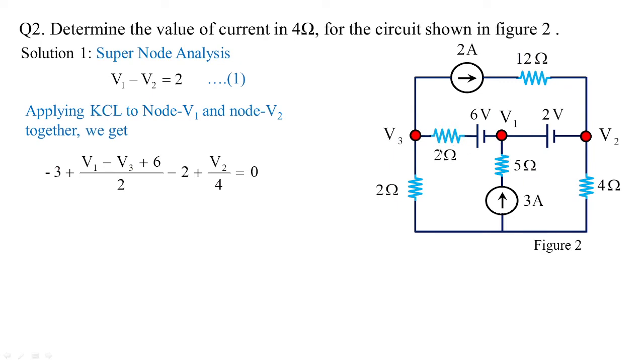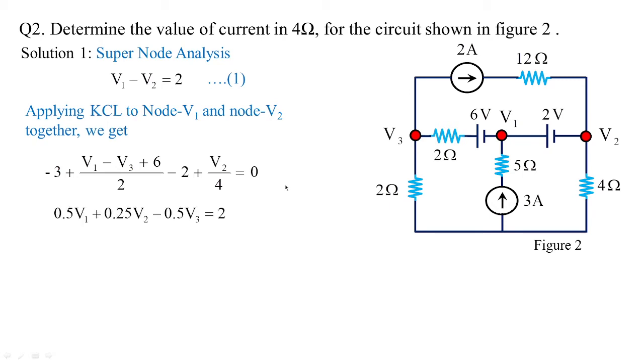So this becomes the common resistance between these two node points. So this is the resistance we are taking in the denominator. Then after this, we have to shift to the immediate node, that is V2. So under V2, 2 amperes is incoming. That's why it is minus 2 plus V2 by 4 is equal to 0.